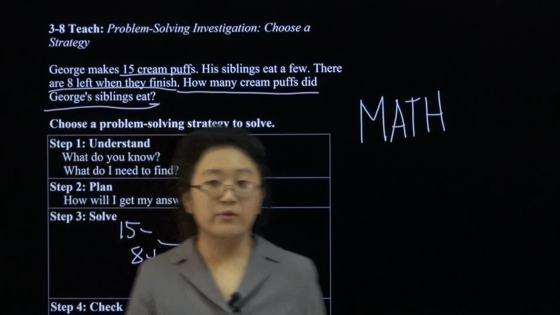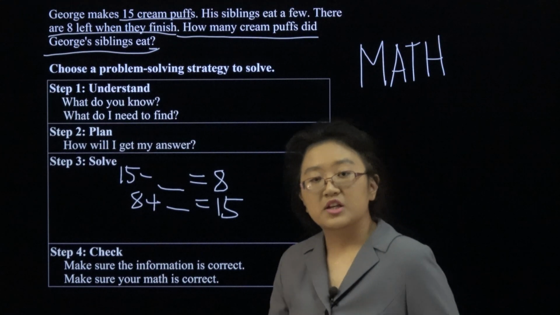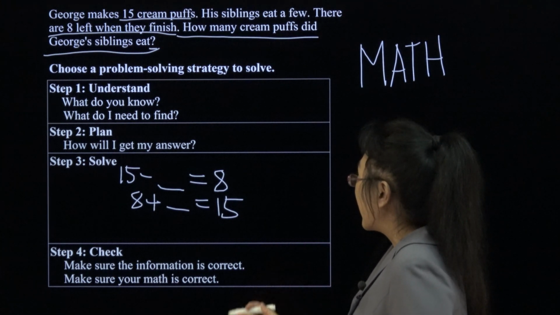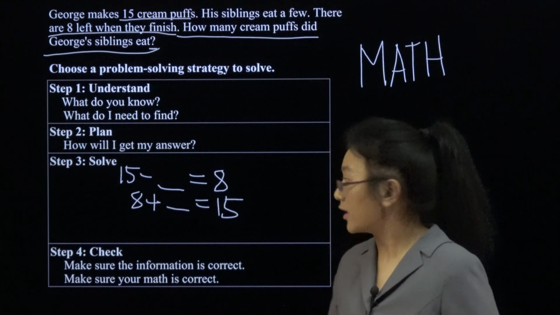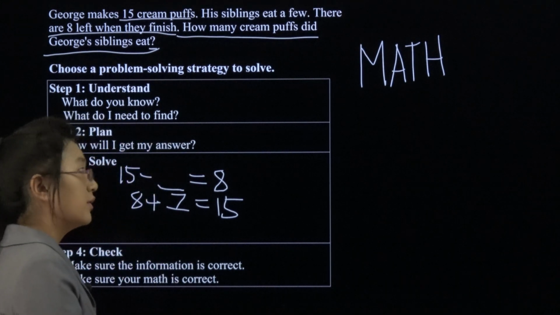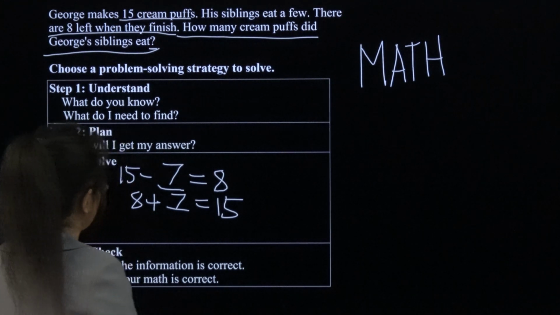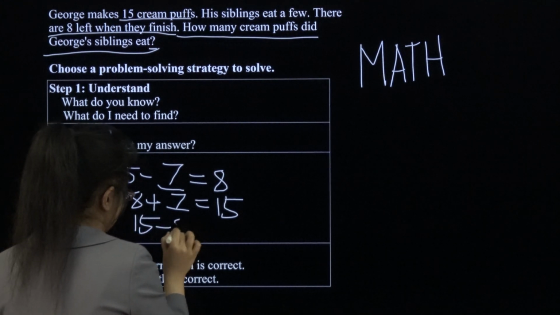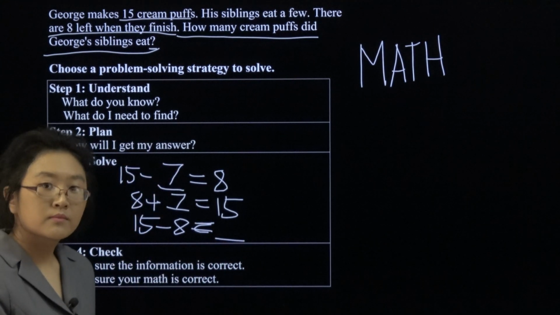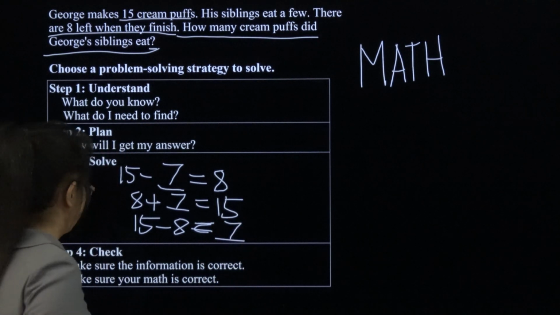Now, for those of you who have remembered your addition problems, you would know that 8 plus 7 equals 15. So that would mean that 15 minus 7 equals 8. If you haven't remembered them yet, you can always go 15 minus 8 equals, that's an equal sign, the blank. And 15, you take away 8, and you'll get 7.